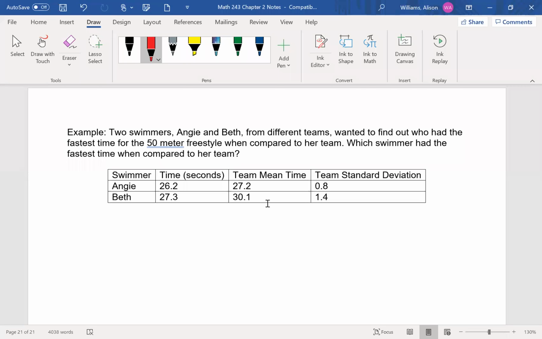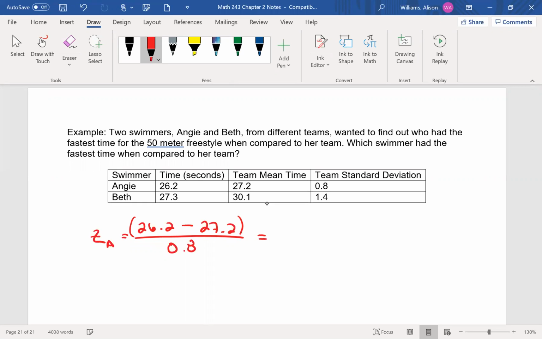Angie, I'll go ahead and find her z-score based on her team information. I'm going to call this Z sub A. So I'm going to take 26.2 minus 27.2 and divide by 0.8. Now, if you put this all into your calculator all at once, it's really important that you put parentheses around the numerator when you do that, or calculate the numerator first and then divide by 0.8, because otherwise you'll come out with a bad calculation.